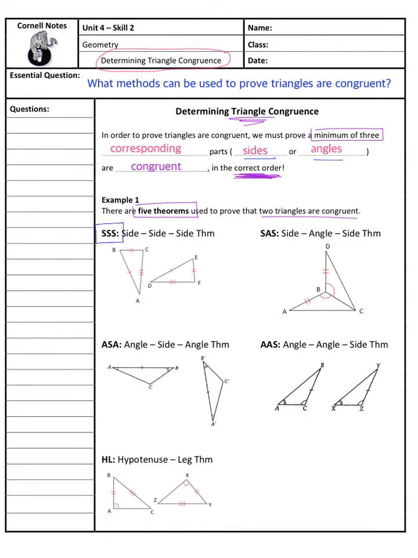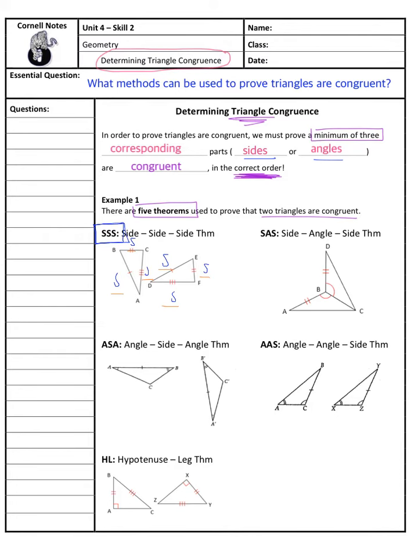So for instance, based on the marks here, we know side AB is congruent to DE. I know side BC is congruent to EF. And I also know that side AC is congruent to DF. So if I look at my picture here and go around, I have side, side, side. Because the 3 corresponding sides are congruent, that would force the triangles to be congruent. And again, our method is side, side, side.